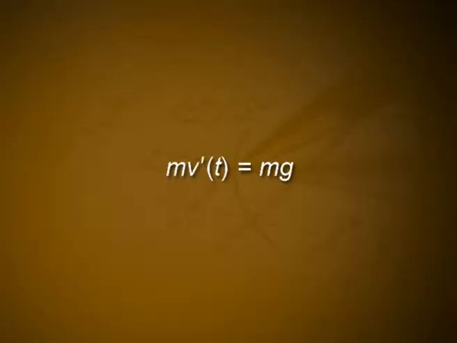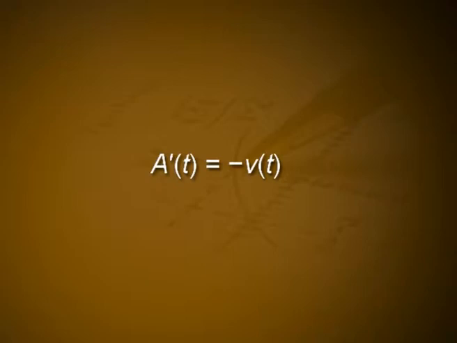In this case, the net force acting on the block is the gravitational force mg, where g is the gravitational constant, that is g is equal to 9.8 meters per second squared. The momentum of the block at time t is m times v(t) by definition of momentum. Applying Newton's law then gives m v'(t) is equal to mg as one equation relating the variables. The definition of velocity gives a'(t) is equal to minus v(t) as another relation.